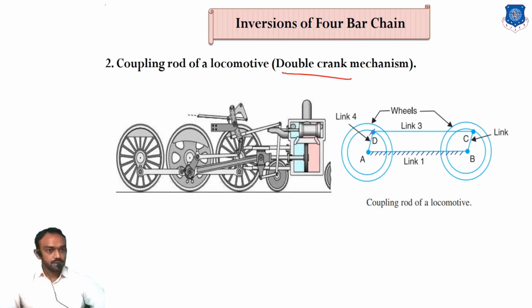It is also known as a double crank. Why double crank? Link number 4 and link number 2 both are rotating, and we know that a rotating element we can call a crank. So this is the double crank mechanism.